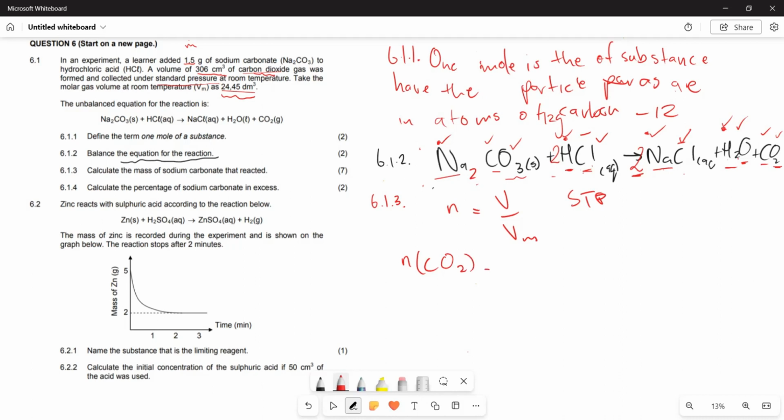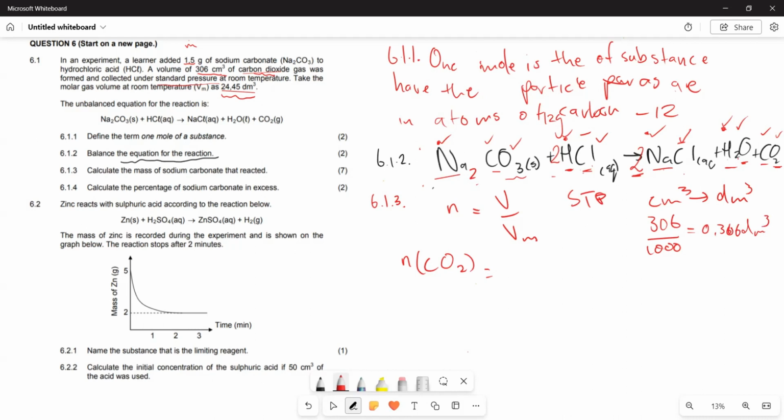Now, if you are calculating your moles of CO2, what is the volume? Remember, we said volume is measured in what? In decimeters. So here we are given centimeters. How do we move from centimeter to decimeter? This is what you're going to do. Look, this is the same as your 306 over 1,000. And when you calculate this, it is going to give 0,306 decimeter cubed.